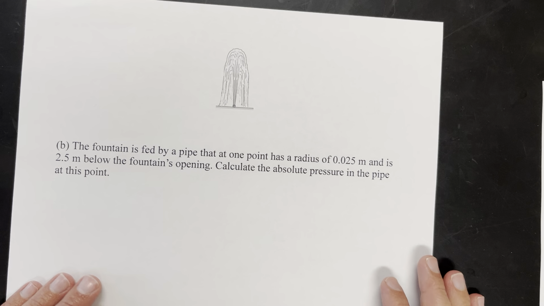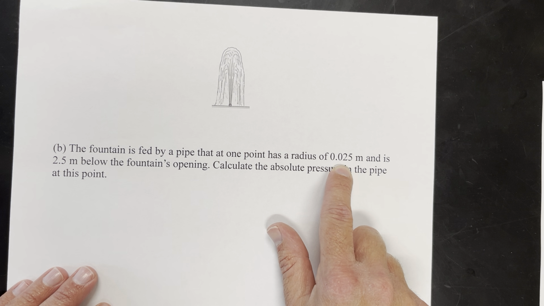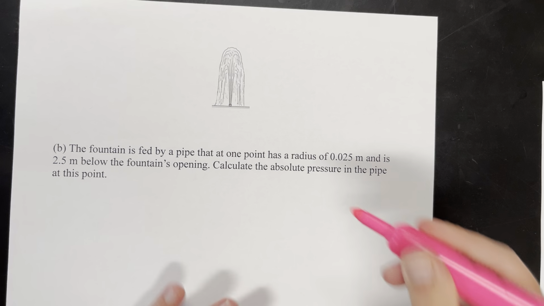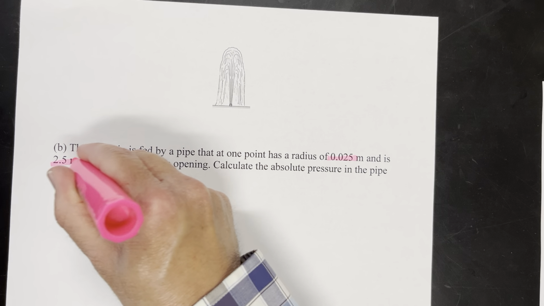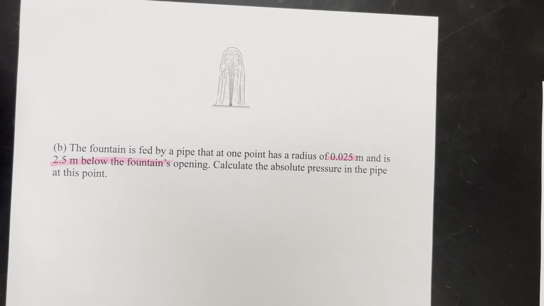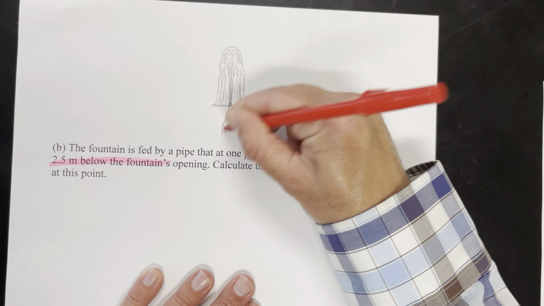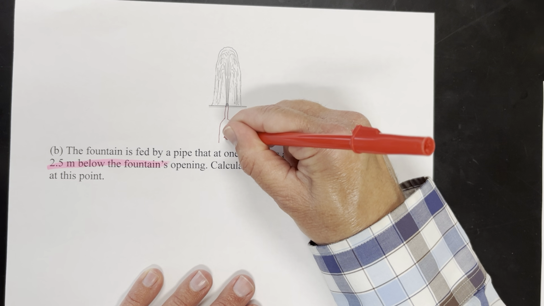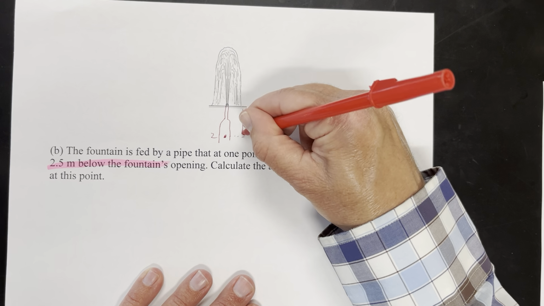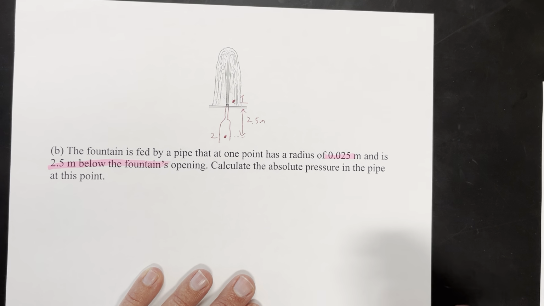All right, next part here, it says the fountain is fed by a pipe that at one point has a radius of 0.025 meters and is 2.5 meters below the ground here. So let's draw that up here so we can sort of imagine that. So the pipe is continuing down beneath the ground, and at some point here, the pipe extends out and gets wider right there. And so at a point, let's just say right here, we'll call this point 2. This right here is 2.5 meters below the ground. So we'll call this point right here point 1, let's say.